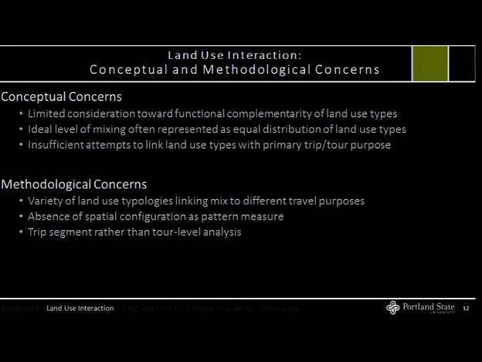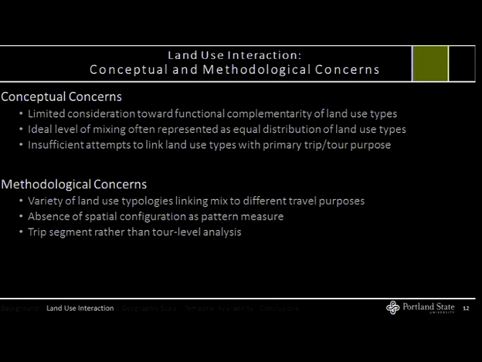And so I've then noted a number of conceptual and methodological concerns that I've also found through this review of the literature. The first point is this limited consideration towards the functional complementarity of land use types. So often when people are measuring land use mix as a pattern measure, we're just looking at the heterogeneity of different land use types, but we're not really thinking about how these different land use types interact with one another. It may not make sense to include an industrial land use type in this sort of area if you're looking at land use mixing of a neighborhood.